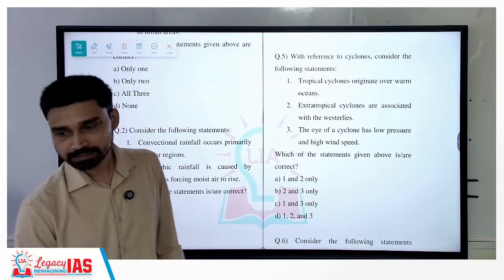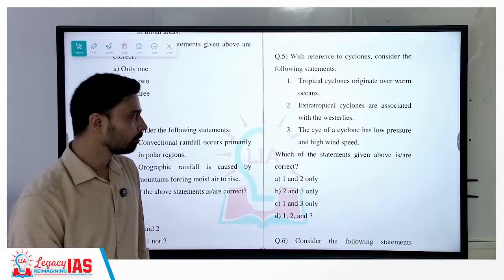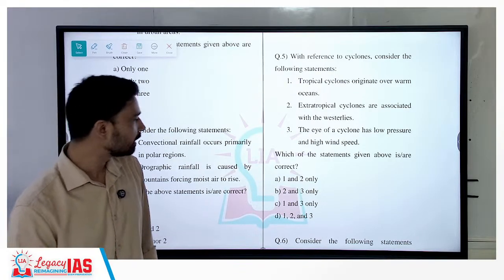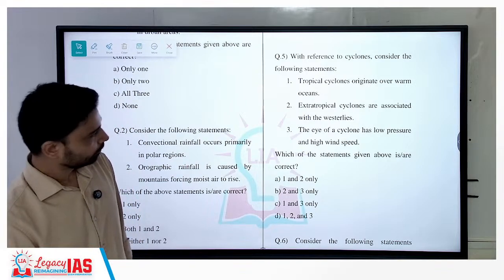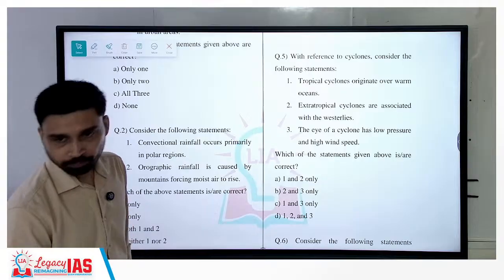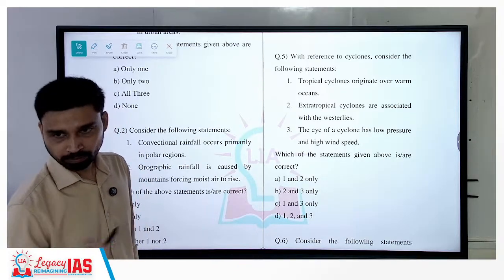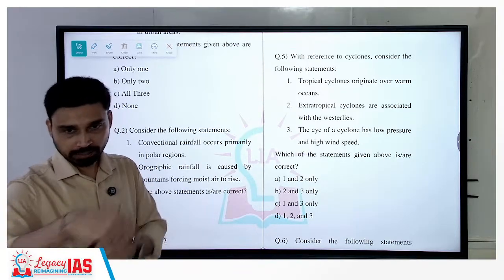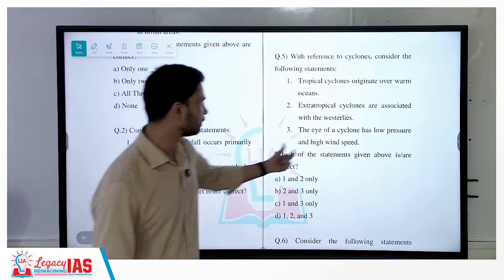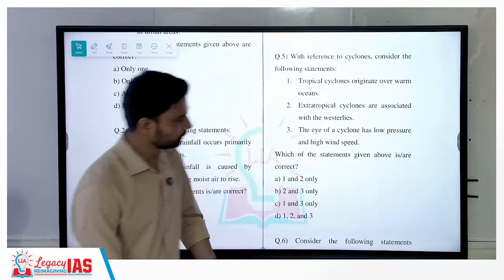With reference to cyclones, tropical cyclones need warm ocean. We have discussed sea surface temperature requires more than 27-28. Extratropical, that is temperate cyclones, are associated with westerlies. Right. Third, the eye of the cyclone has low pressure and high wind movement? No. Okay. The eye is the calmest zone basically. Wind movement is around the eye. Around the eye, you have the strong wind movement. Within the eye, what do you have? Right. So that is wrong.